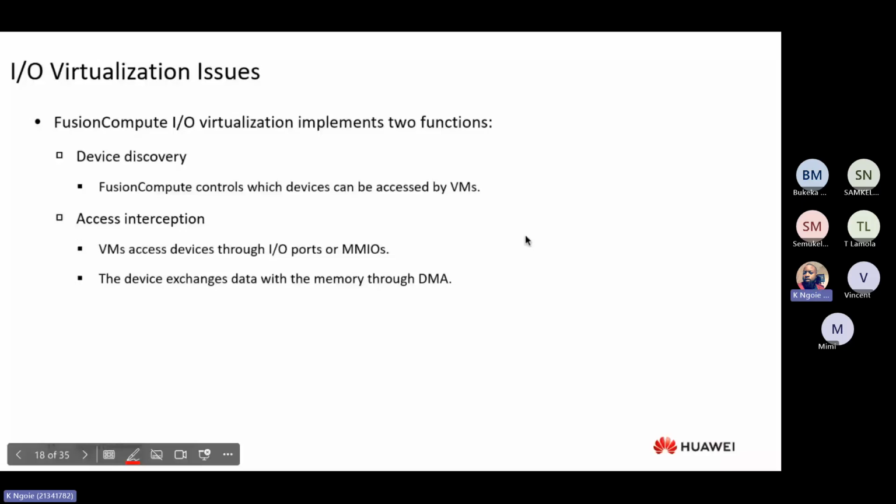There are certain core functions of the FusionCompute input-output virtualization. For example, you have the device discovery and the access interception, the 2 functions of the FusionCompute. The device discovery means that the FusionCompute, which, remember, is the hypervisor, the software that creates the virtual machine, decides and controls which physical devices can be accessed by which virtual machine.